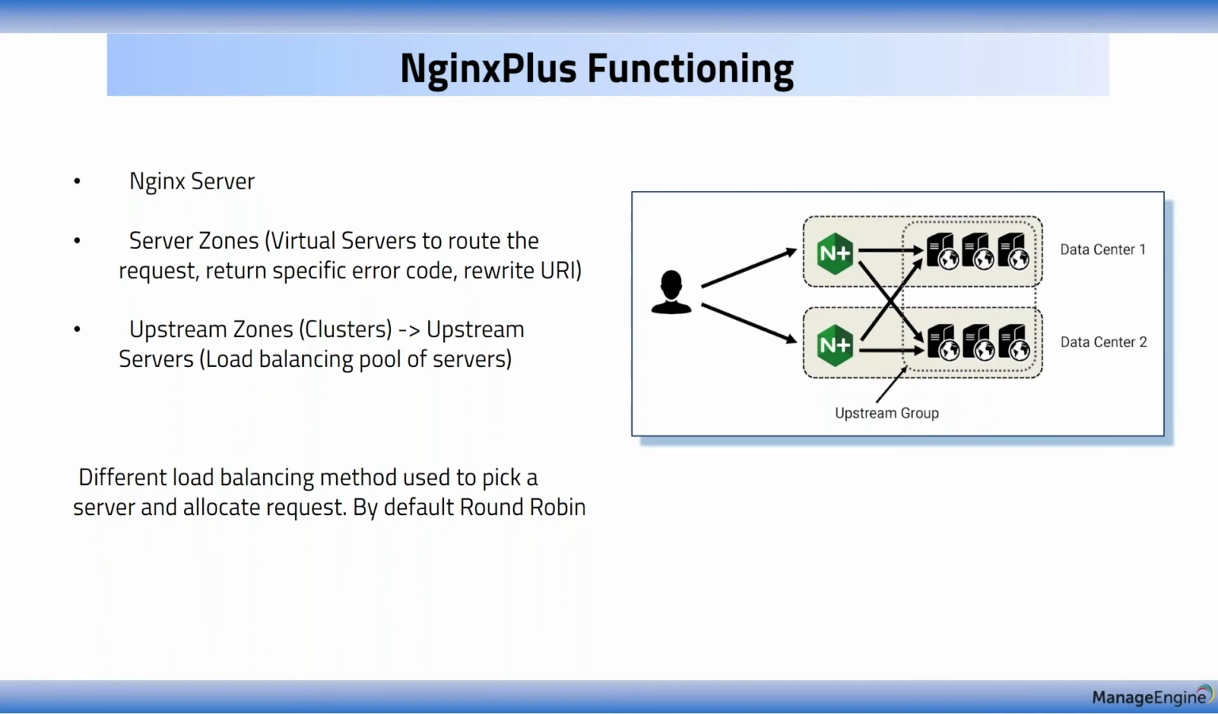Okay, and this configuration, the virtual server, reroutes the request to the upstream zones, which act as a cluster. Then the cluster will again route the request to the upstream servers, which handle the request. And all these things happen in a very fast way. And Nginx Plus has a wide variety of load balancing methods, and by default, it uses the round robin method. So now let's see how Applications Manager can help you in terms of Nginx Plus monitoring.